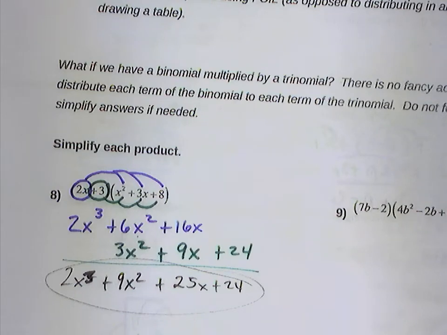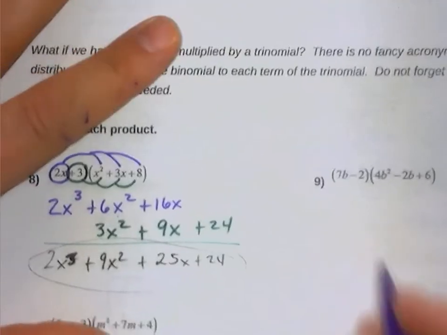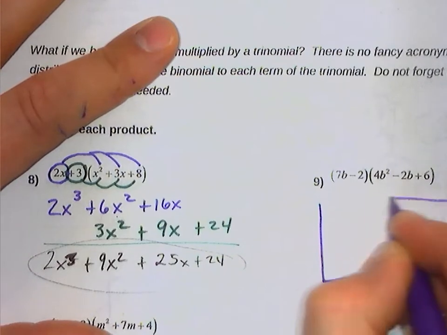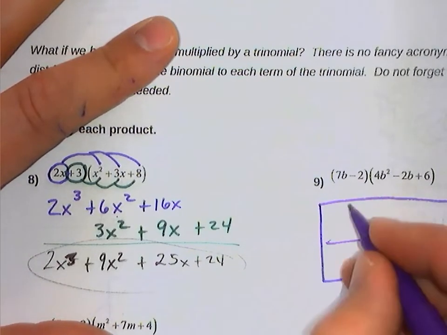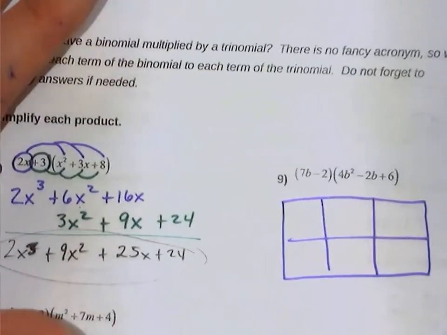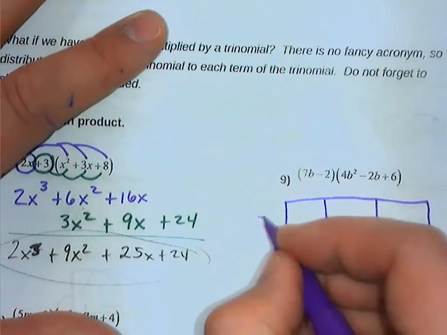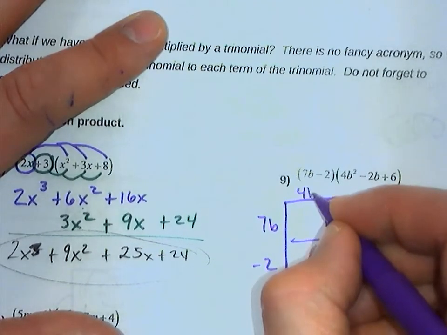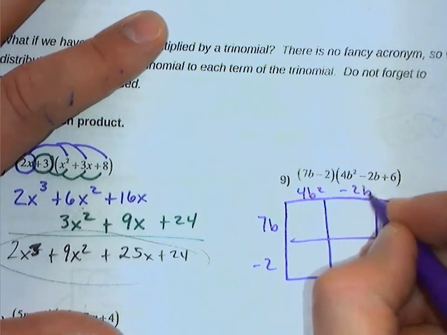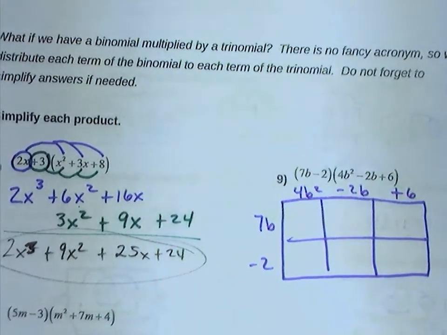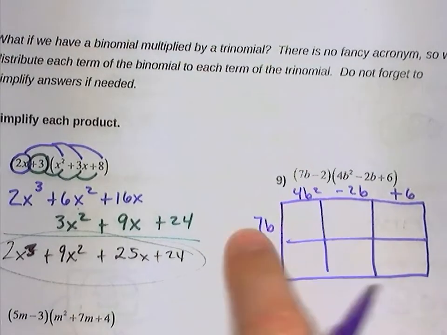Now, if you like to, because there's a lot going on here, you could set this up as a box. And again, it doesn't matter if you go 2 by 3 or 3 by 2, it doesn't matter. I'm going to take 7b here minus 2, and then I got 4b squared minus 2b plus 6 here. So just giving you a different way to do it. When they cross, they multiply.